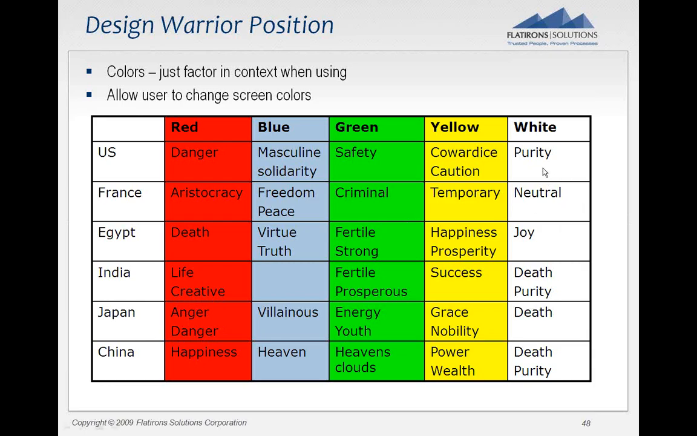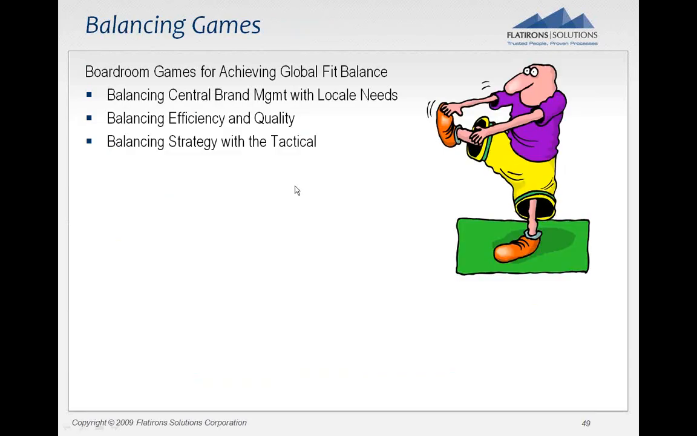Notice that white is purity in the U.S. and death in Japan. So it makes it a challenge, I guess.